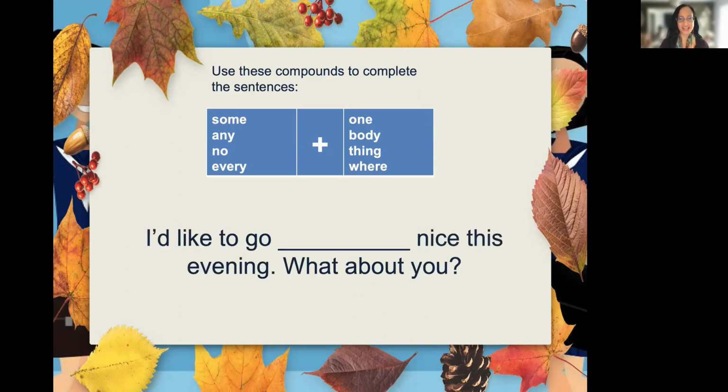Okay, which one next? I'd like to go blank nice this evening. What about you? Okay, keyword: nice. I'd like to go somewhere nice this evening. What about you? Okay, starting to make more sense and you're becoming more and more of an expert.